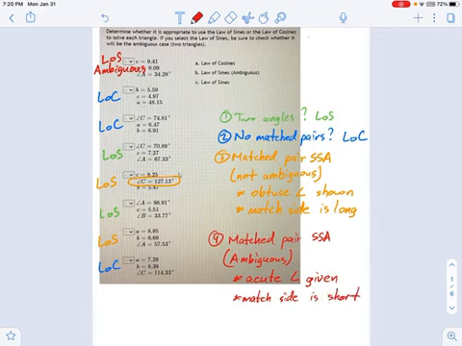But I think more enjoyable is when you find something where there's just no matched pairs, for example, right? That's a law of cosines. That's a little fresh. We haven't seen those before very much, and we'll get some more practice going forward.